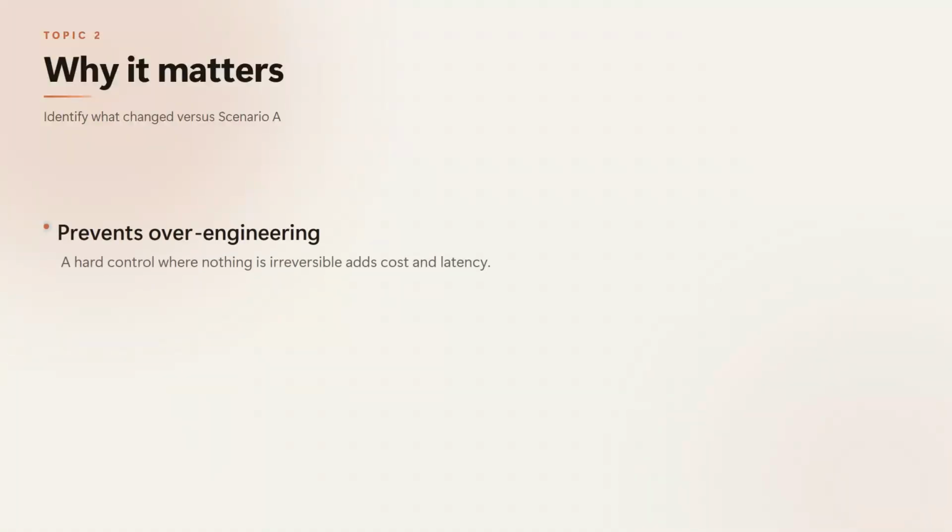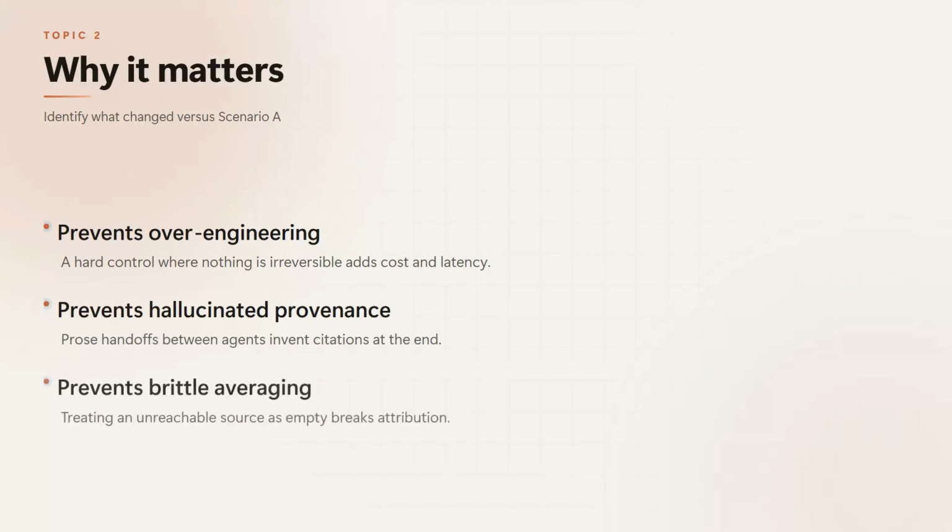Without constraint analysis, you build the wrong thing. In production, a multi-agent research system that inherits the enforcement gate reflex from a banking scenario will add latency and cost for a control that serves no purpose. Worse, if you let agents pass prose summaries instead of structural provenance, the final report will contain citations that were invented during synthesis. That undermines the entire point of a cited report and erodes trust in the system.